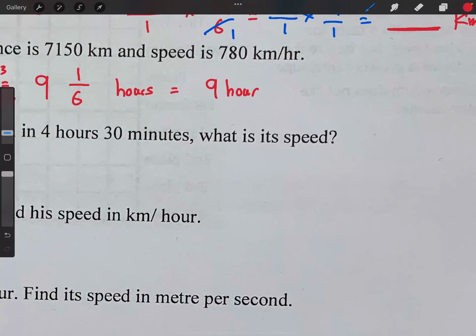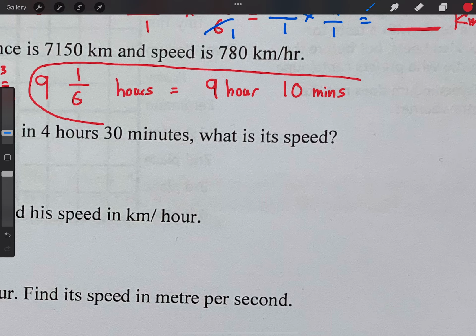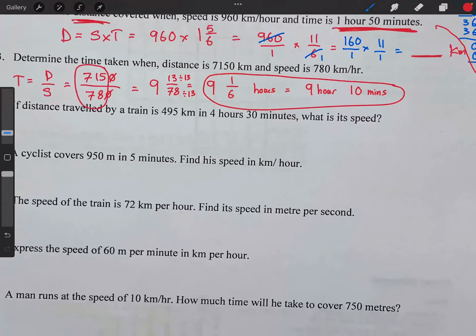What's 1/6 of an hour? 1 hour has 60 minutes, so 1/6 is 10 minutes. 9 hours and 10 minutes. So both of these answers are acceptable. I'll give you that one there.